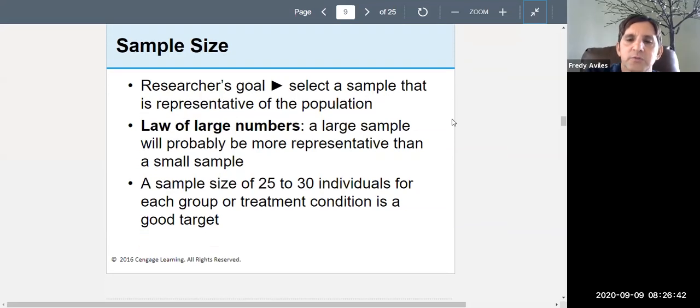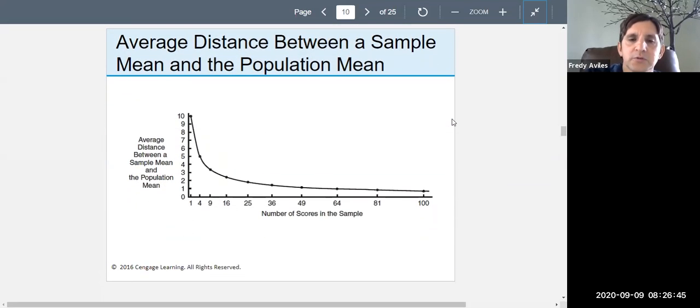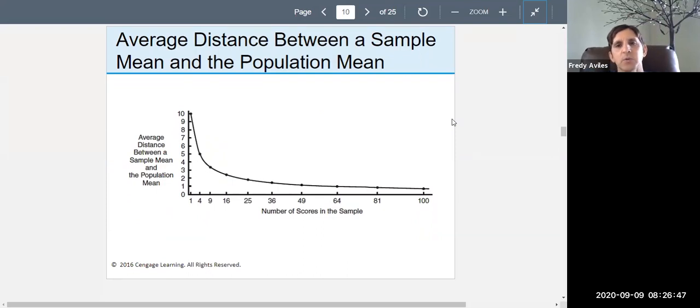Now here's a visual for you guys to show you how this works. And I hope this doesn't confuse you. It shows the average distance between a sample mean and a population mean. You can see on the left the vertical scale from 0 to 10 says the average distance between a sample mean and the population mean. That means, what is the difference between what's really happening out there in the population and what you found? Obviously, you want the results from your sample to be as close to what is actually happening in the population. So the smaller the number, the better.